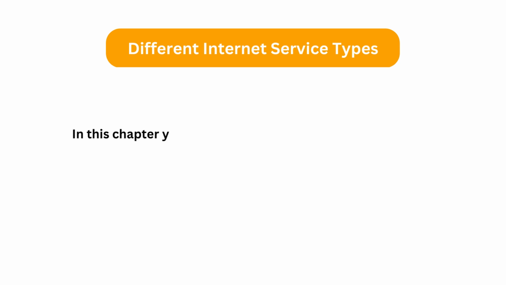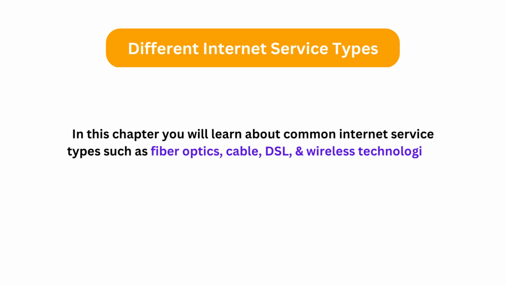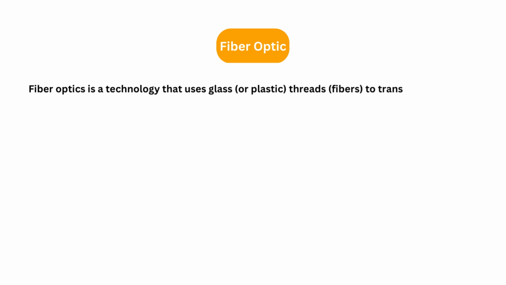Different internet service types. In this chapter you will learn about common internet service types such as fiber optics, cable, DSL, and wireless technologies. Fiber optic. Fiber optics is a technology that uses glass or plastic threads, fibers, to transmit data.